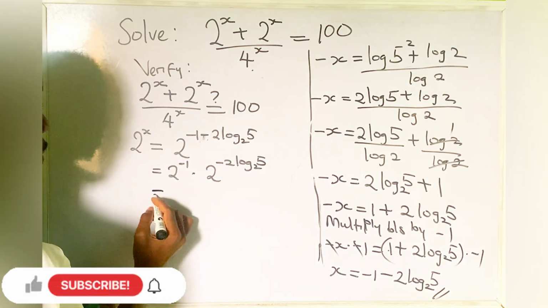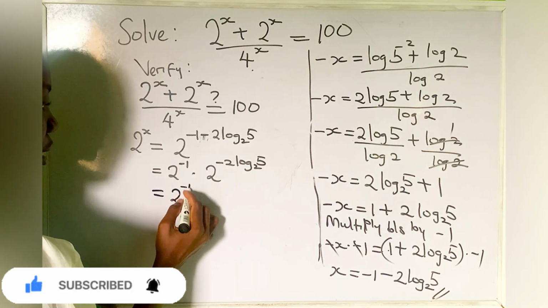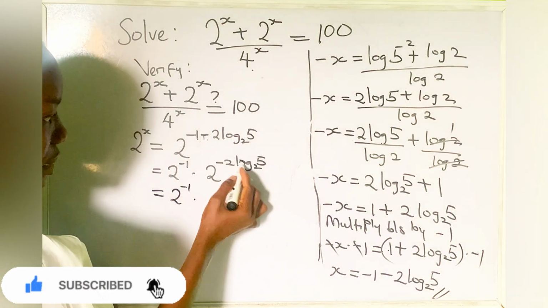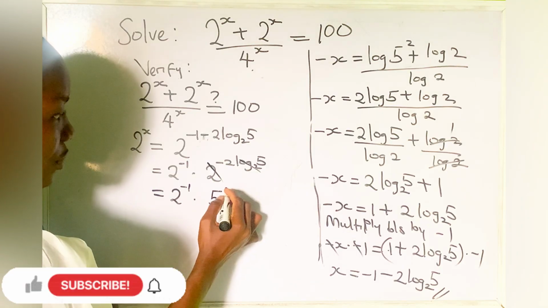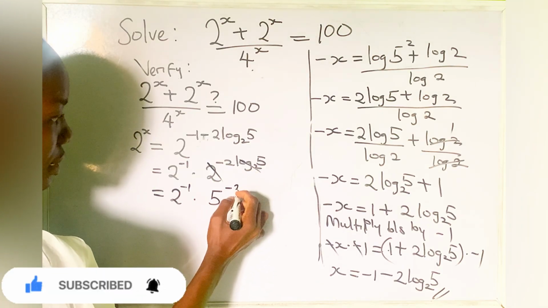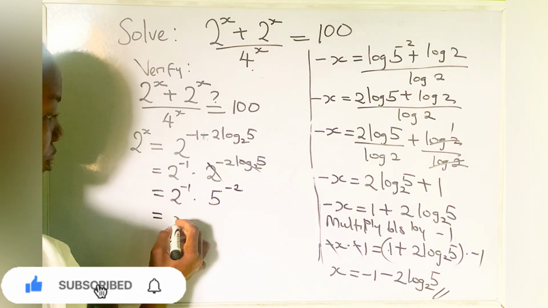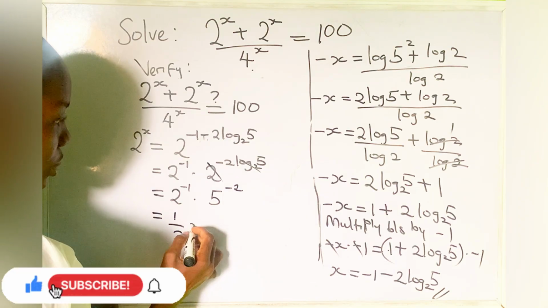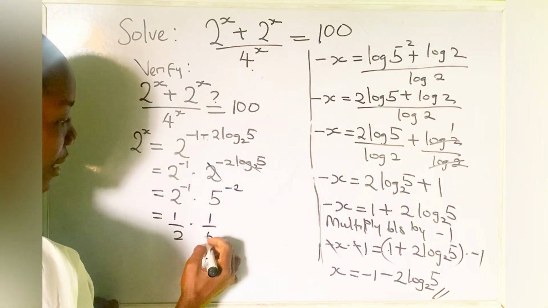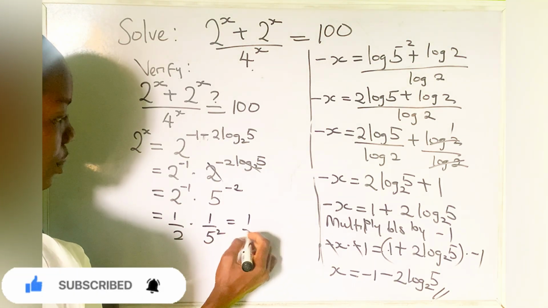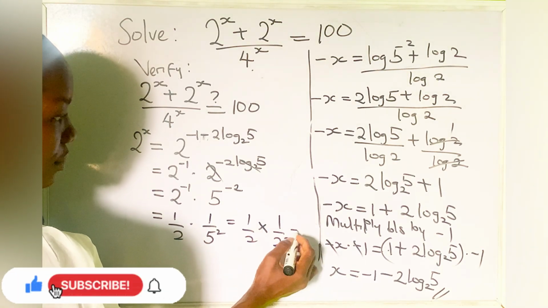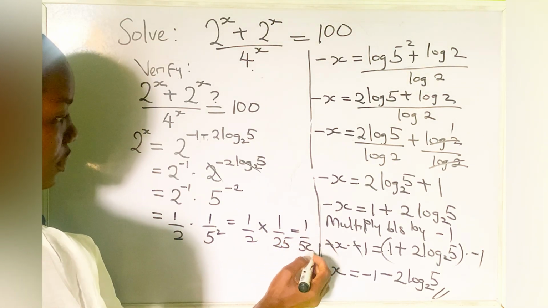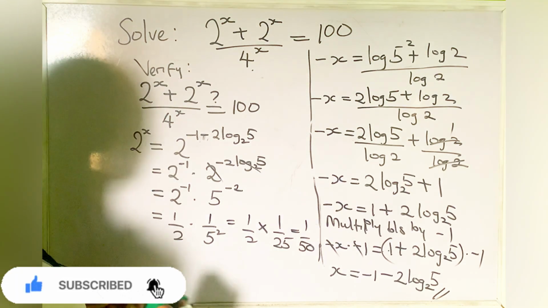So this is now going to be 2 raised to the power negative 1 multiplied by this will cancel this, so it will become 5 raised to the power of negative 2, which will now be 1 over 2 multiplied by 1 over 5 squared, which is 1 over 2 multiplied by 1 over 25, and that is 1 over 50. Now we've gotten the value for 2 to the power of x.